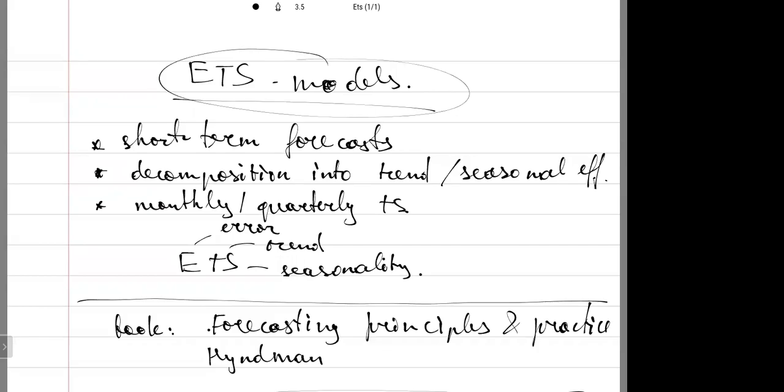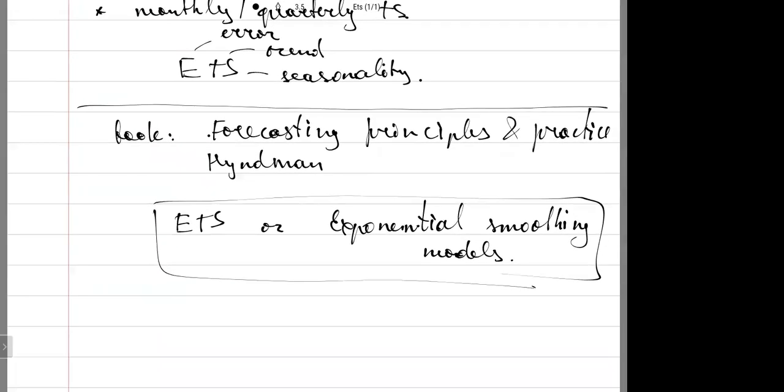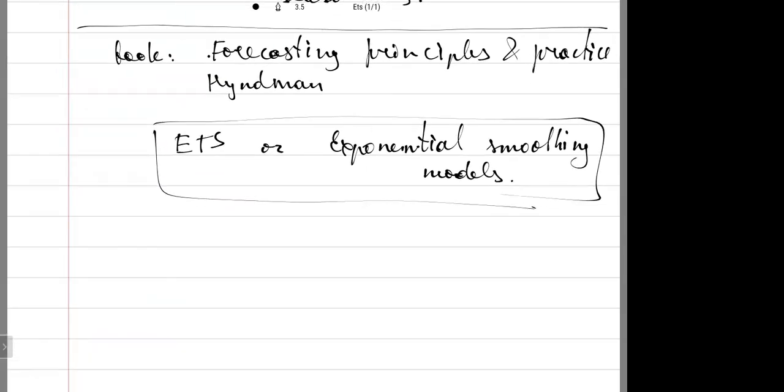So just a little bit of recap. ETS models give us short-term forecasts. They give us decomposition of a time series into trend and seasonal effects. They are mainly used for monthly, quarterly, yearly, not high frequency time series. ETS is an acronym for error, trend, seasonality. And if you'd like to have a book, the book is Forecasting: Principles and Practice.